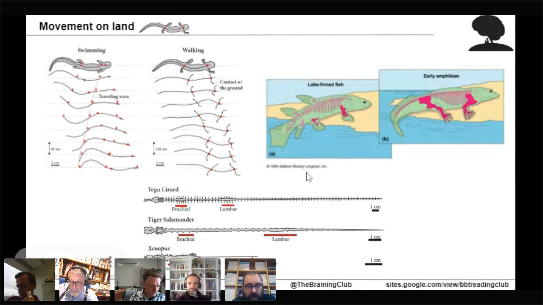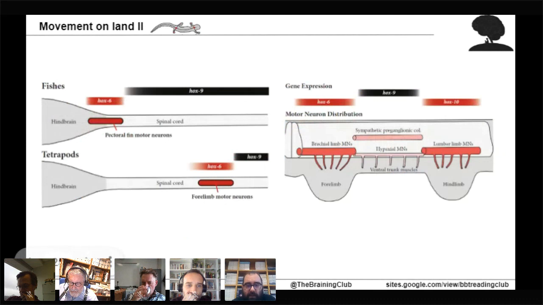For this reason, early tetrapods evolved additional motor neurons innervating limb muscles, as can be seen with the enlargement of the brachial and lumbar segments of their spinal cords. Also, recent developmental data have shown that activation of the gene HOX9 at thoracic levels in the spinal cord suppresses the genes HOX6 and HOX10, which are needed to specify the limb motor neurons in the brachial and lumbar regions, respectively. So these genes seem to have helped specify both the phenotype and the position of these limb motor neurons.